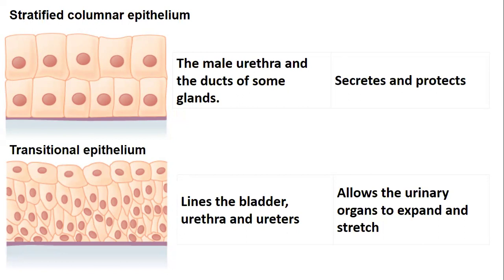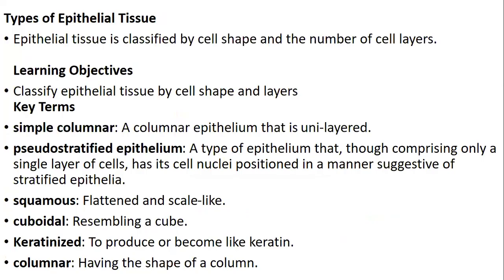and protect. Transitional epithelium lines the bladder, urethra, and ureters, and allows the urinary organs to expand and stretch. As urine fills the bladder, it keeps on expanding so that it accommodates large quantities of urine, and then triggers to you that the bladder is getting full and you need to void it. You need to empty the bladder and it will expand. It is made up of those tissues. So those tissues are very important. They are must know. Okay.